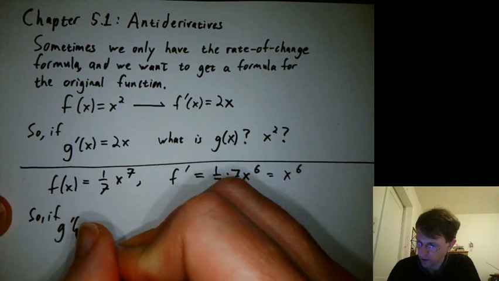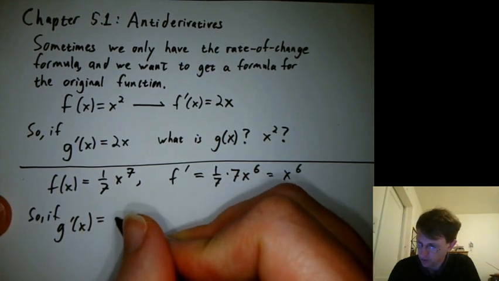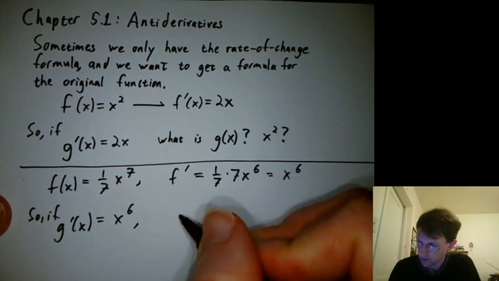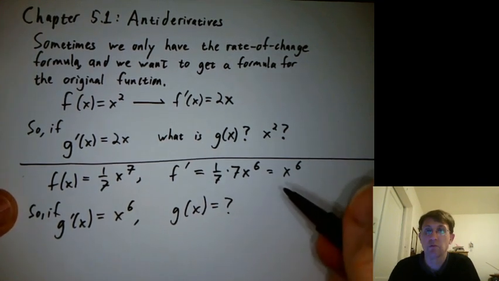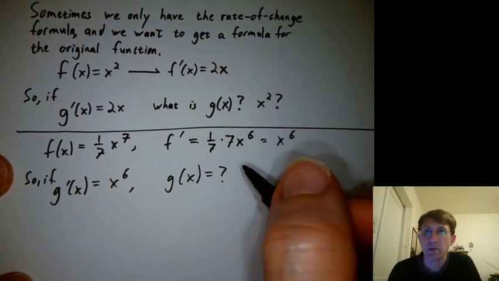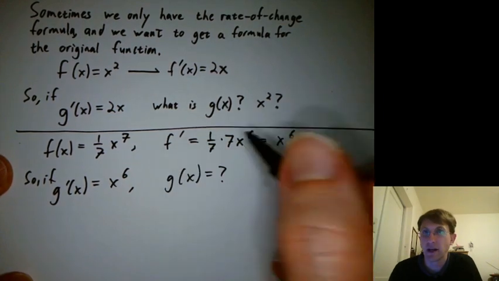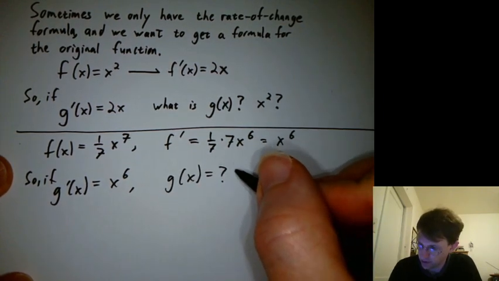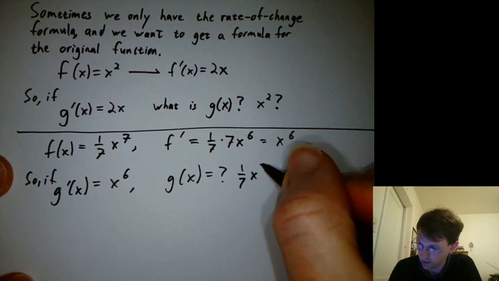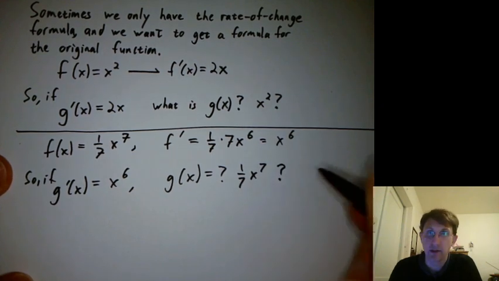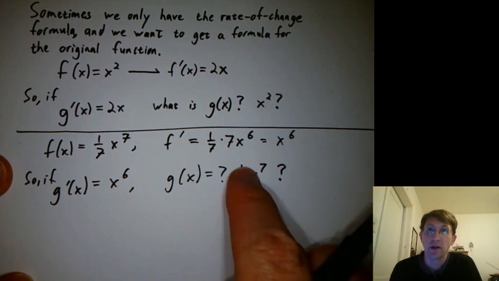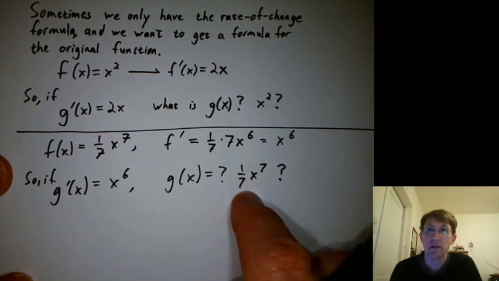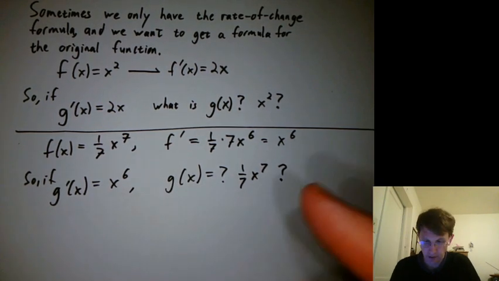So if g prime of x was equal to x to the 6th, you'd say g of x was what? Well, you probably noticed we just kind of got that answer, so we'd say it's 1/7 x to the 7th, right? Seems plausible. I'm going to put a question mark there. It certainly works. If I started with 1/7 x to the 7th and took the derivative, I would get x to the 6th.